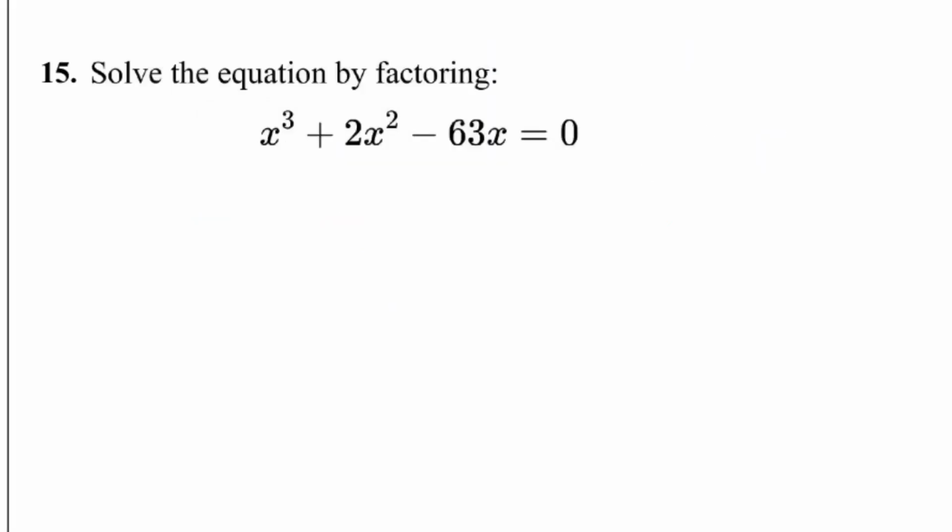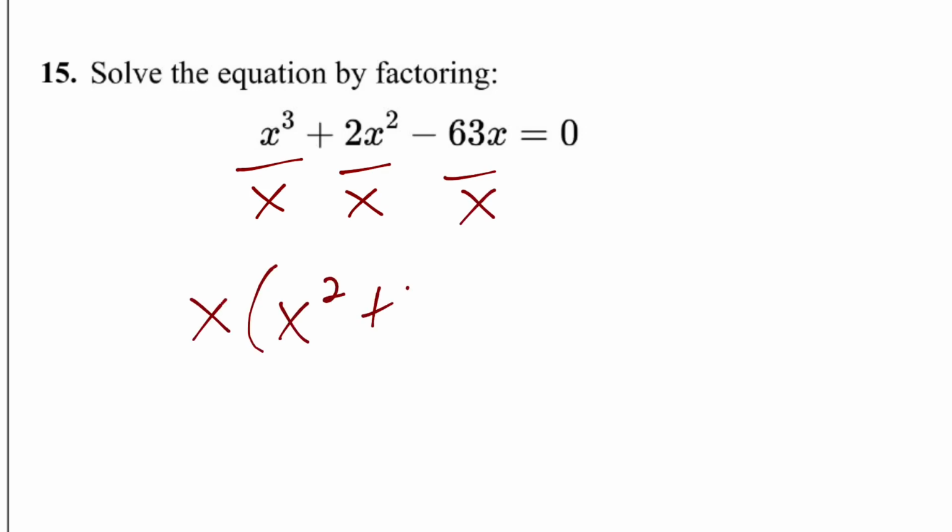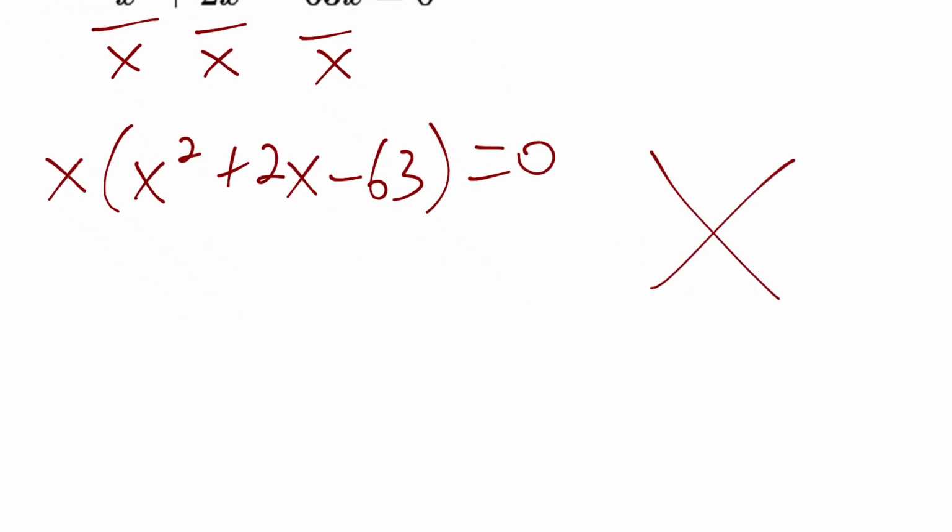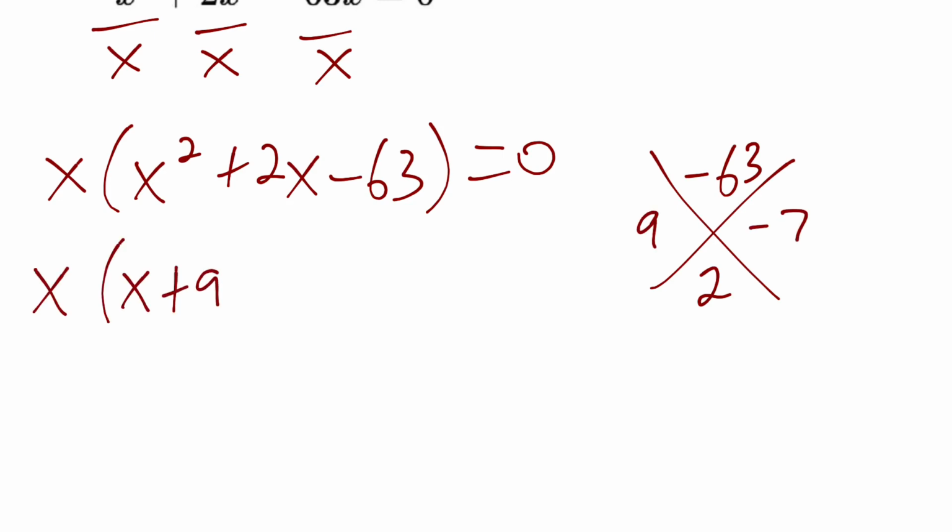This one has a GCF to factor out first. So we'll divide everything by an x, and we get x times x squared plus 2x minus 63 is equal to 0. Then we'll do the x method with what we have left, negative 63 and 2. That's going to give us 9 and negative 7. So we'll rewrite this as x times x plus 9 times x minus 7 is equal to 0.